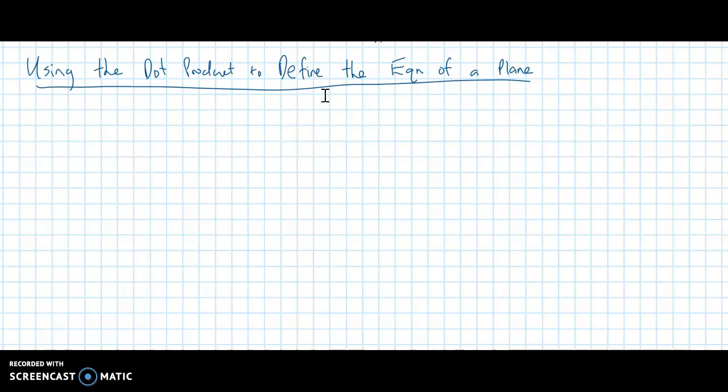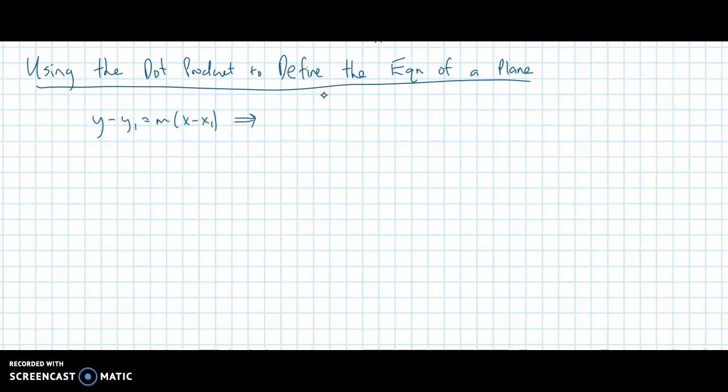So, I'm going to start with something that you all should be very familiar with. y minus y1 equals m times x minus x1. That's point-slope. You know that from BC calculus.